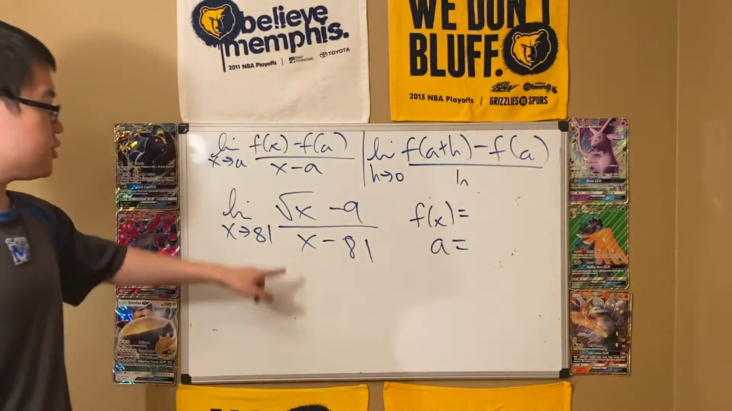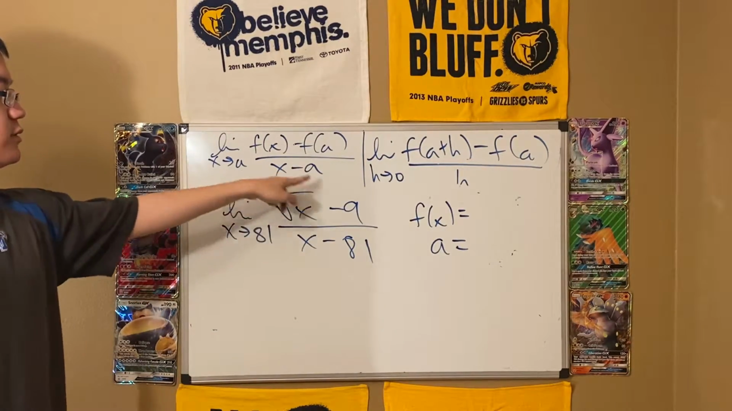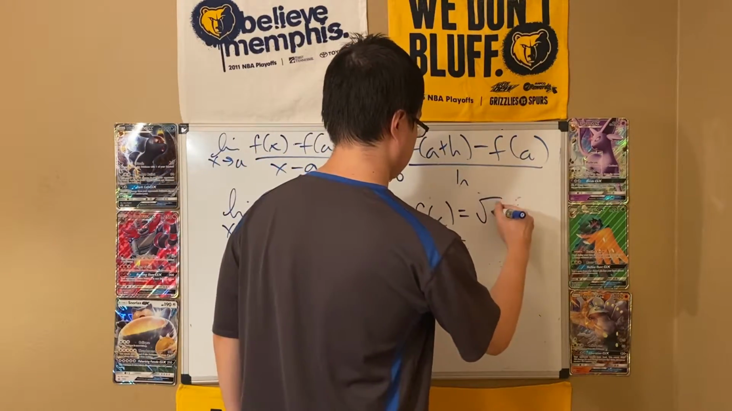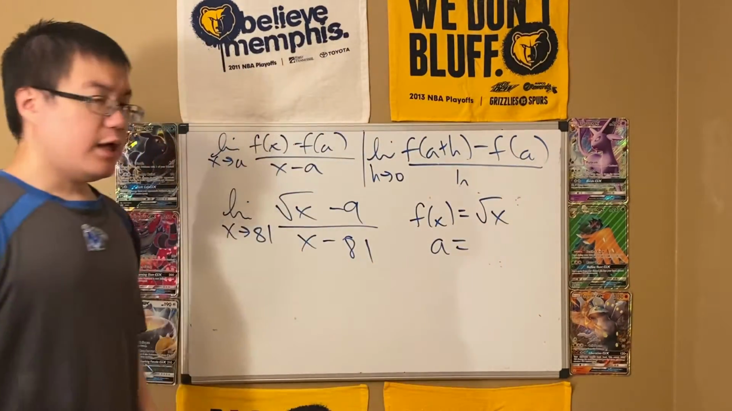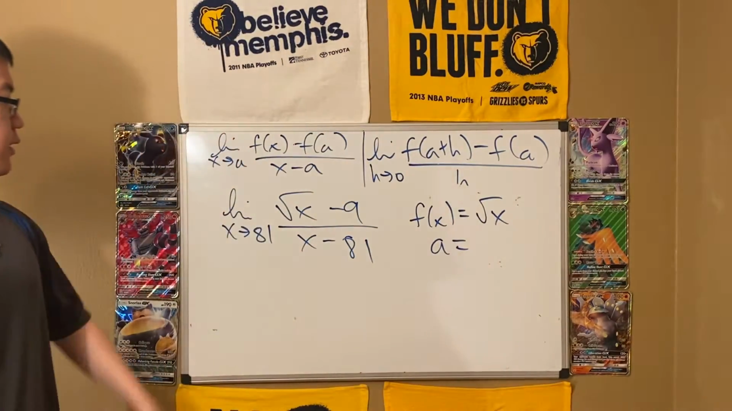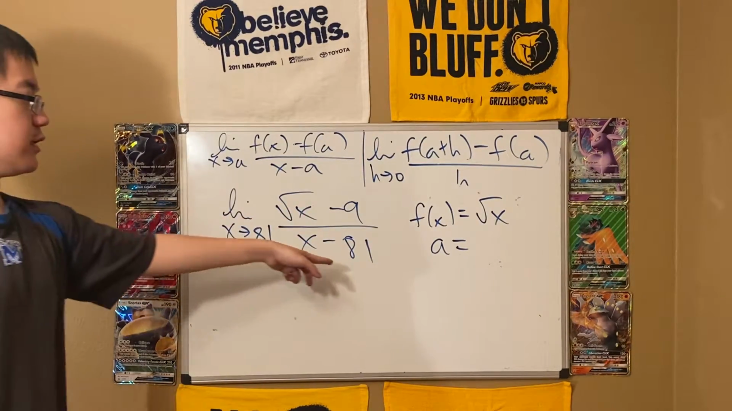It shouldn't take too long. The function is just in the top left corner. It's the thing involving x. So it looks like in this case, it's just square root of x. Then we identify the a, but the a is in two spots, so we shouldn't miss it. It's either whatever the x is going to, or whatever is getting subtracted from x. Looks like it's 81.